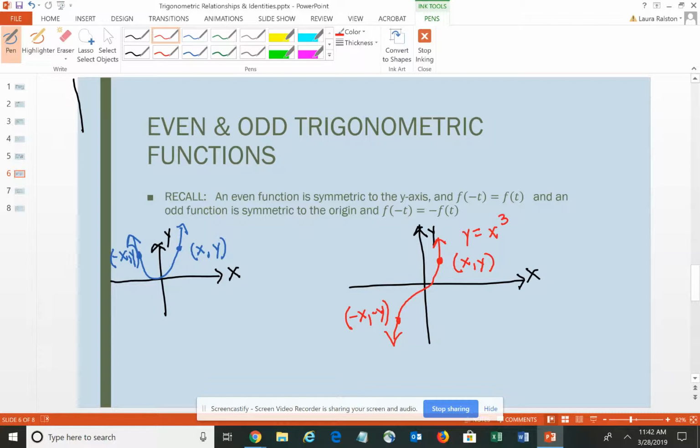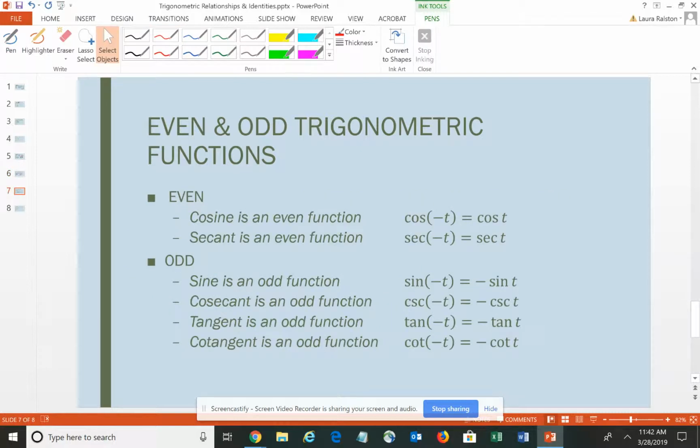And so we think about which of our trig functions are even and which of them are odd. There are two that are even. Your cosine is even, and your secant is even, which means if I input a negative angle value, I'm going to get the same output as I would for the positive angle for cosine and secant. Remember, those are reciprocals of each other. If you can remember that cosine and secant are even, then the other four are odd. Sine, cosecant, tangent, and cotangent are all odd functions. So if you can remember the evens, then you know that all the others are odd.